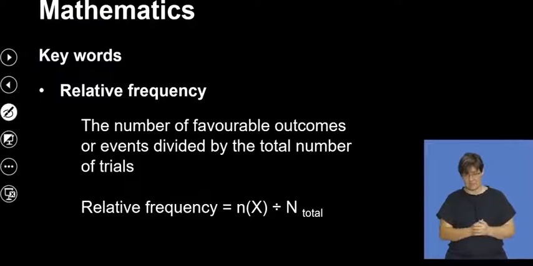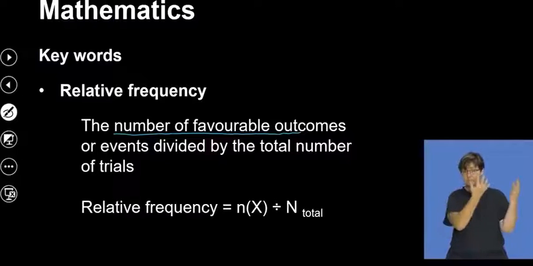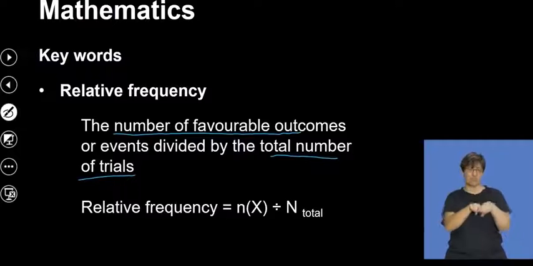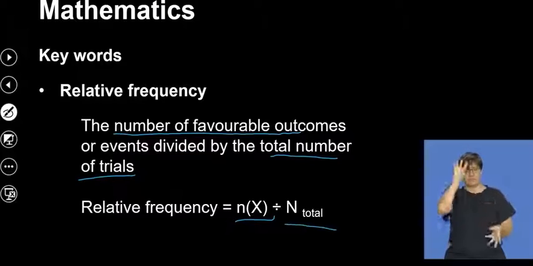So if we're doing real experiments, we recognize that the relative frequency is calculated by the number of favorable events or outcomes that we're looking for divided by the total number of trials. And a trial is just something that you're going to do. And we write it like this: it's the number of things that we're looking for divided by the total number of attempts that we're going to do it in.